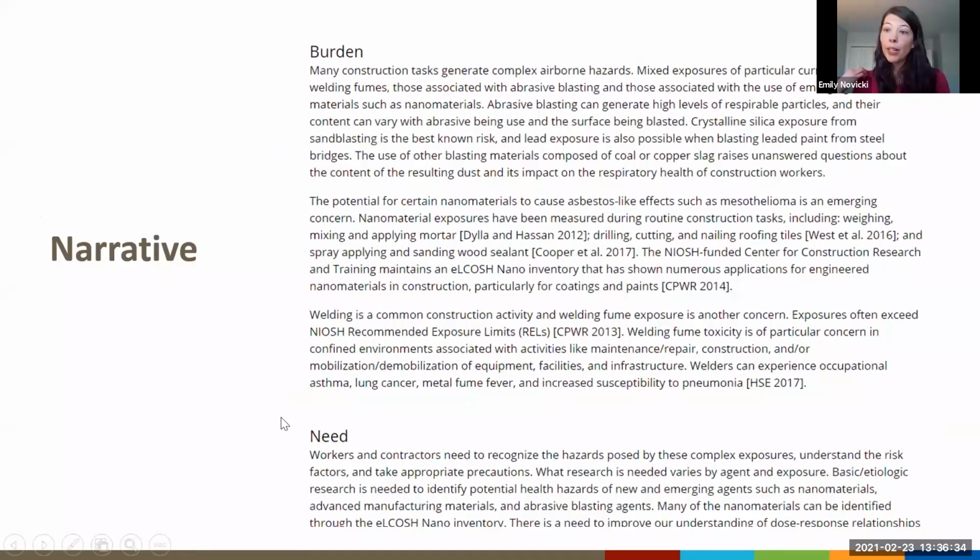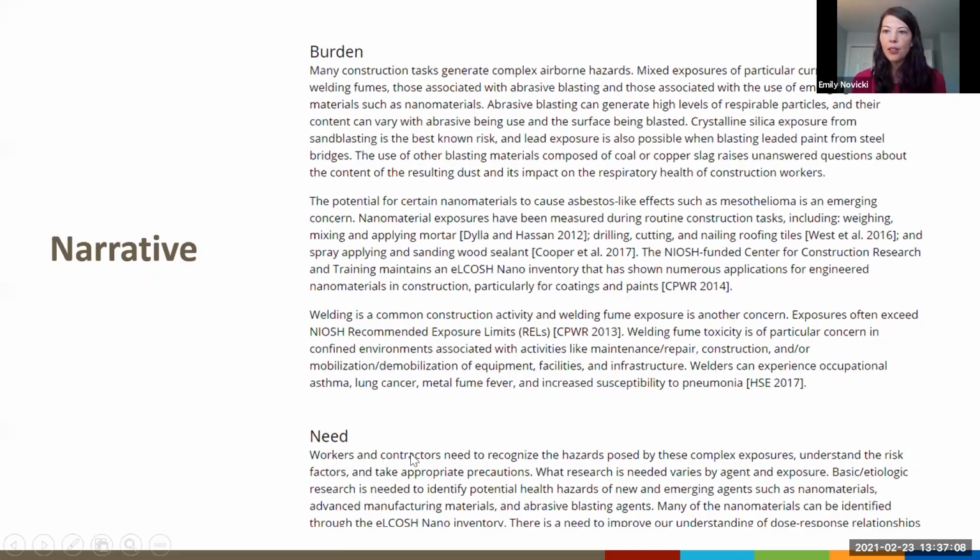And then each intermediate goal also has a narrative. So it talks about the burden and need using our burden, need, and impact BNI framework, which you might already be familiar with. But basically the idea is that the burden is describing what data do we have, whether it's hard data or feedback from stakeholders. Sometimes we don't have hard data, but we're hearing anecdotally that this is something that might be a big problem and we should look into it, like an emerging issue. So what data do we have to show that this is a concern?